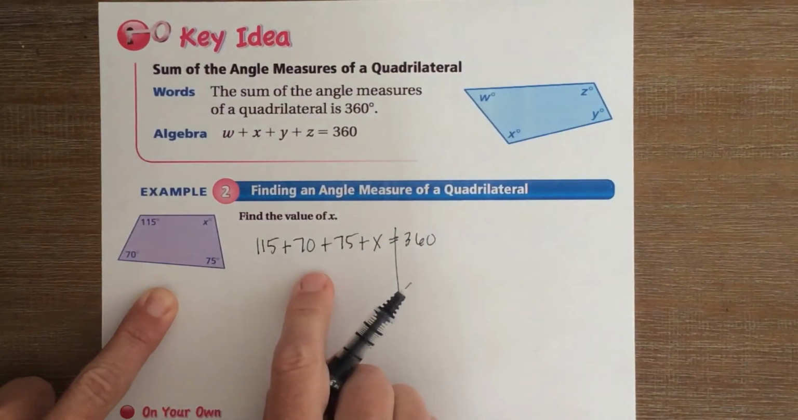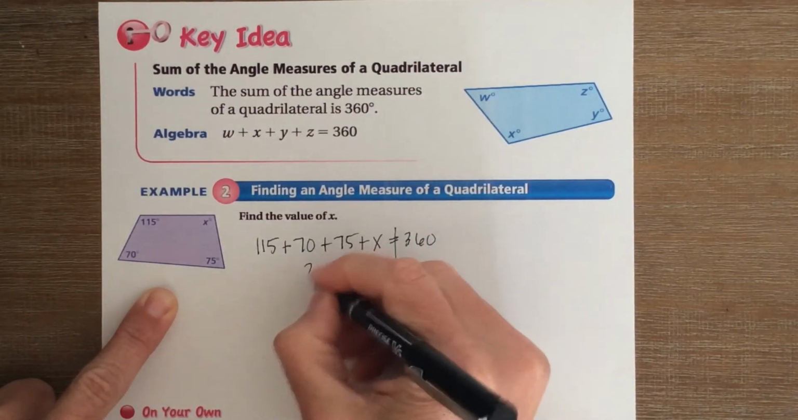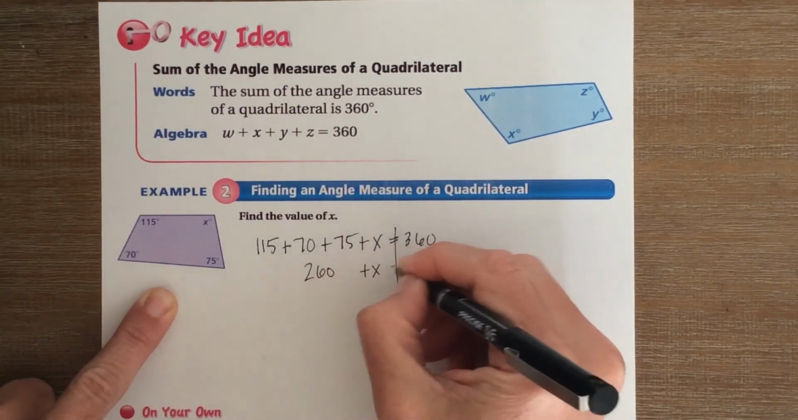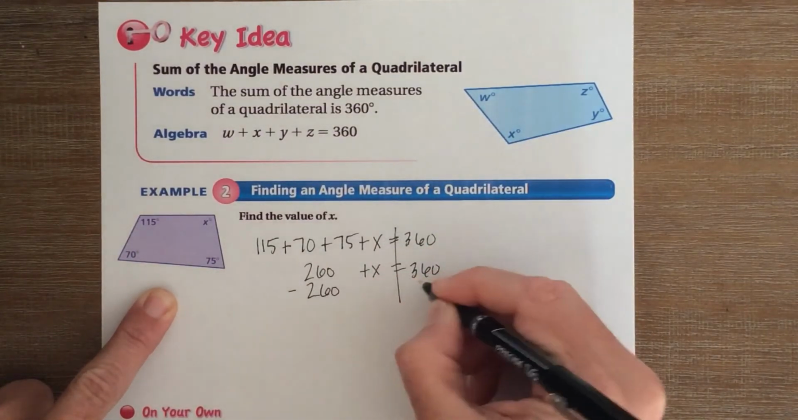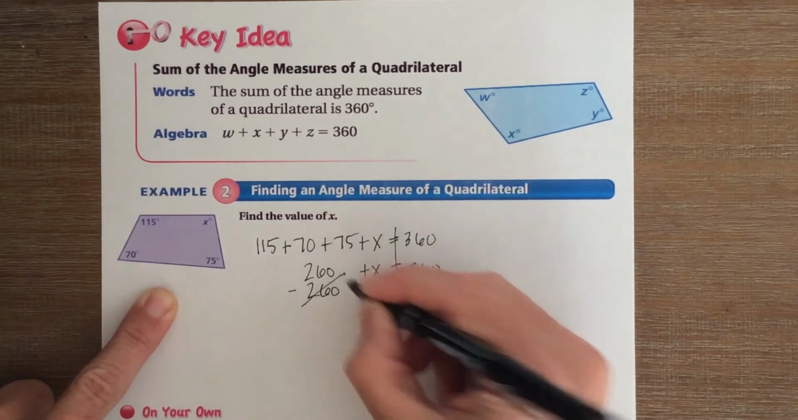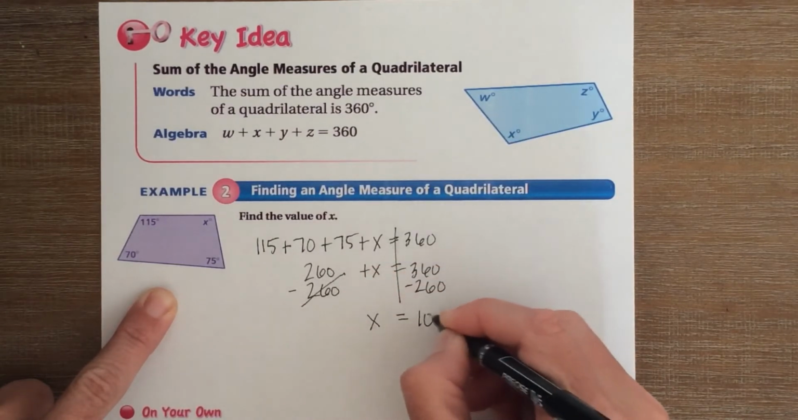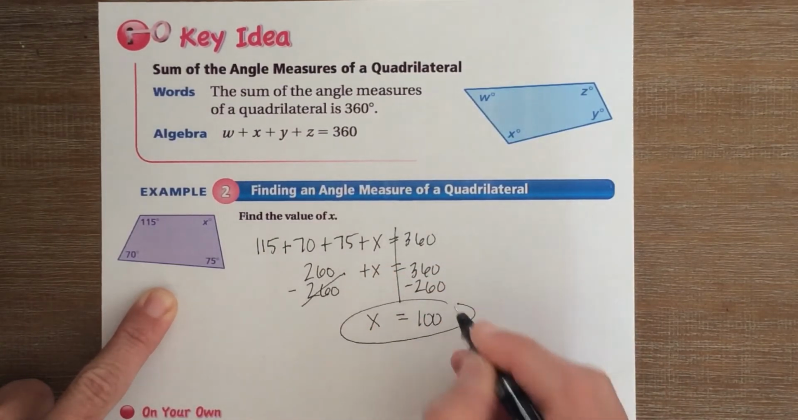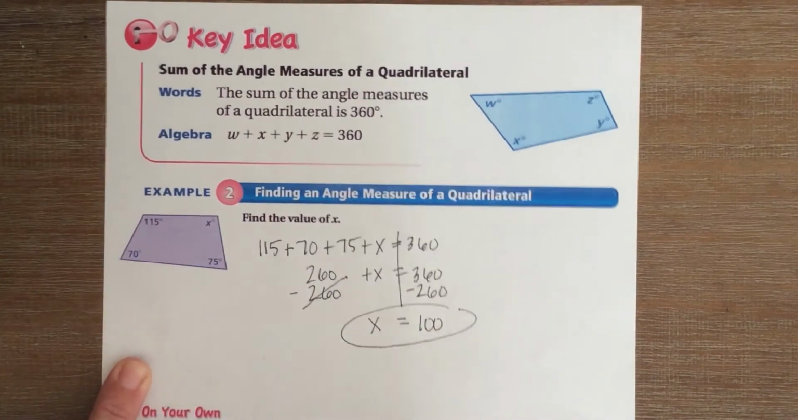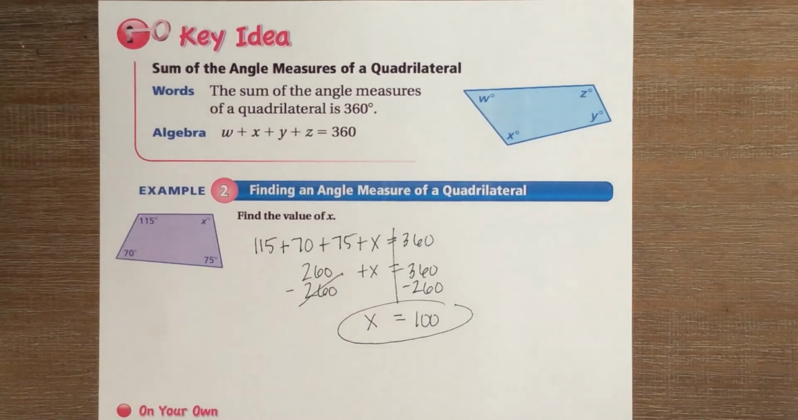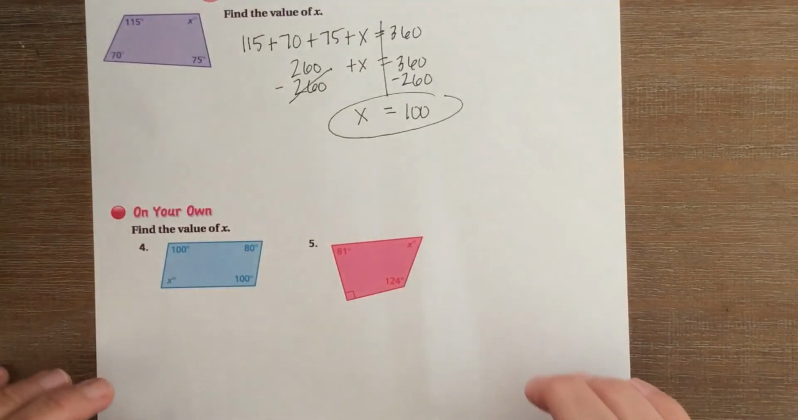Simplify this side. That is 260 plus X equals 360. Subtract 260 from both sides. So X is equal to 100. Then if you substituted that back in, sure enough, all those together would equal 360 degrees.